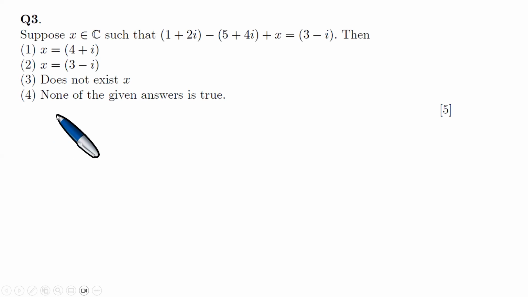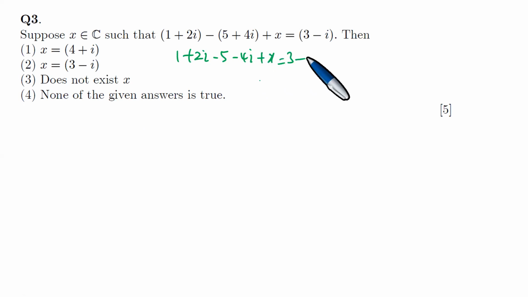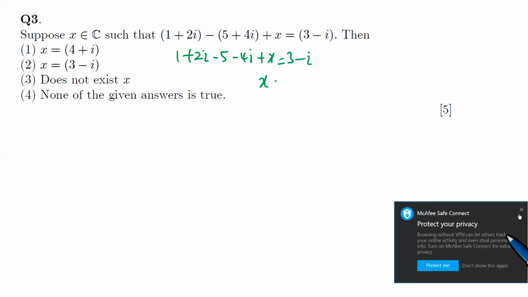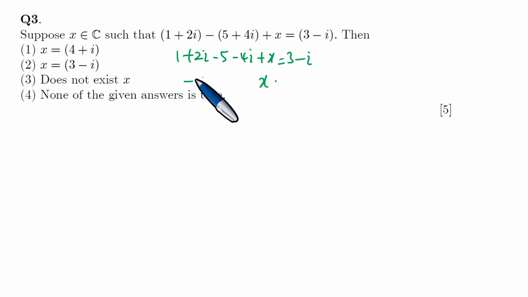Suppose x is in C such that this is the case. Then x is which one? Okay, this one is easy, we can just deal with this one. So here we just have 1 plus 2i minus 5 minus 4i plus x is 3 minus i. So let's solve for x. Before you solve for x, let's just add this. 1 minus 5 is minus 4. Then we have 2i minus 4i, which is minus 2i. And then this is 3 minus i.